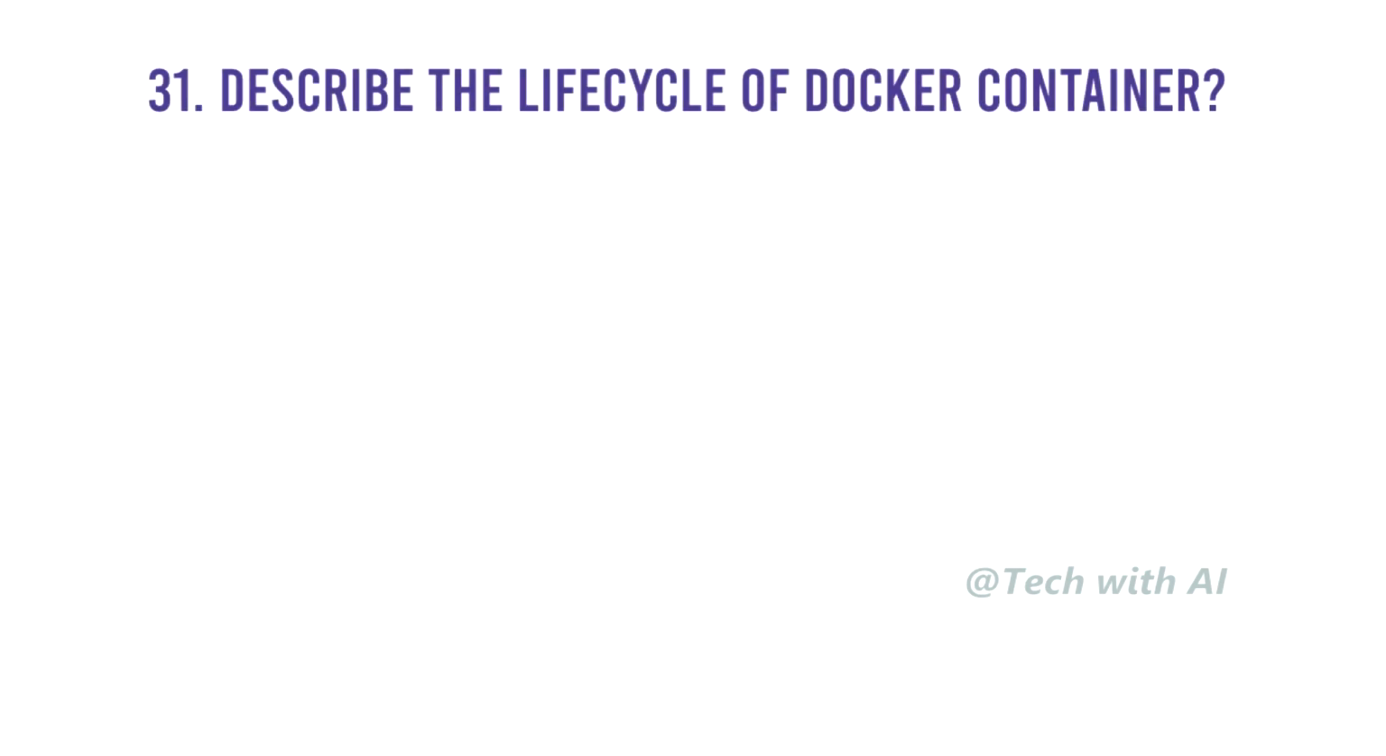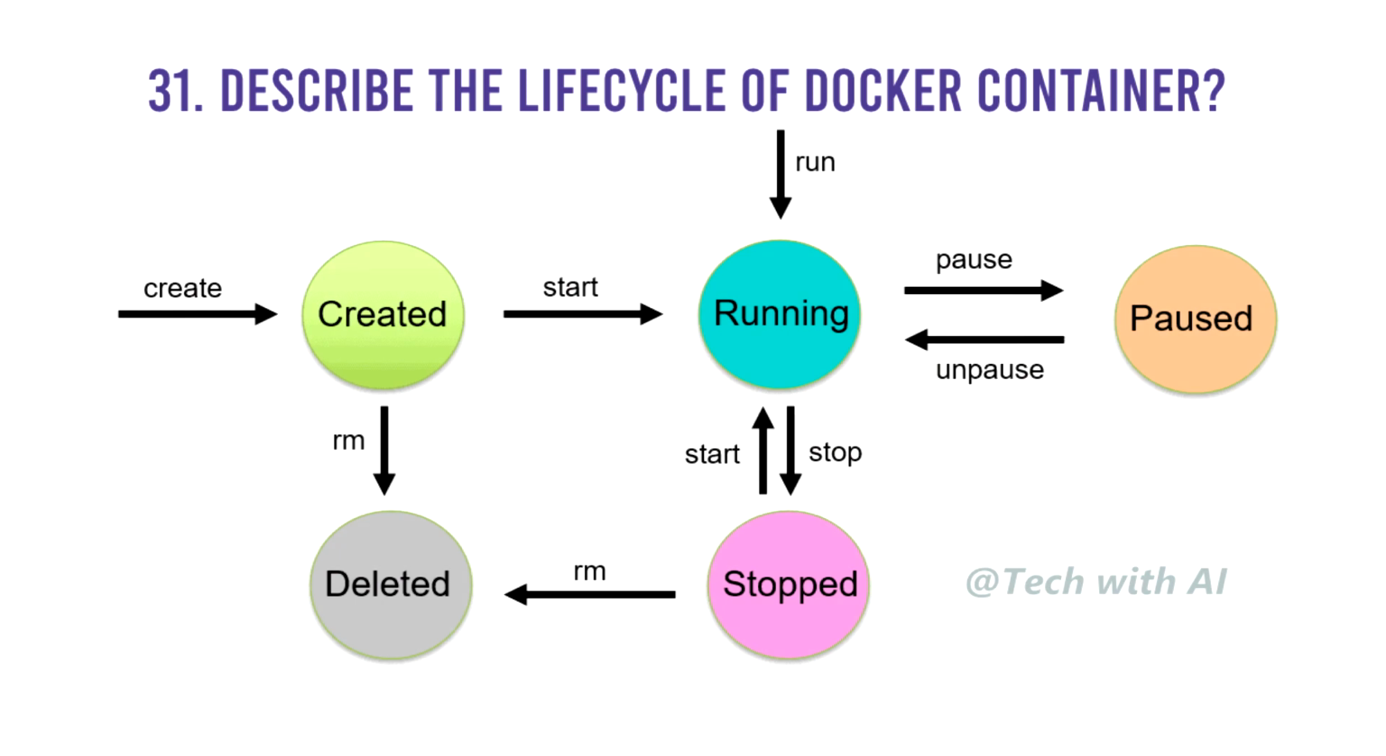Describe the life cycle of Docker container. The different stages of the Docker container from the start of creating it to its end are called the Docker container life cycle. The most important stages are: Created. This is the state where the container has just been created new but not started yet. Running. In this state, the container would be running with all its associated processes.